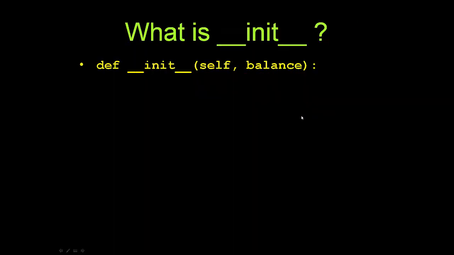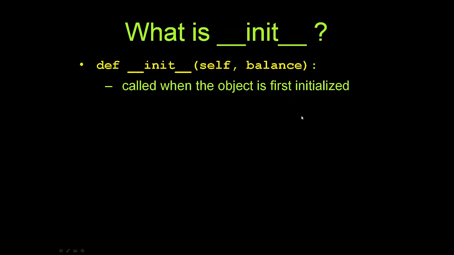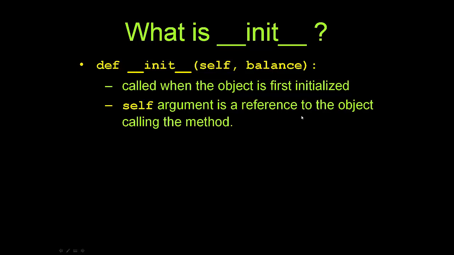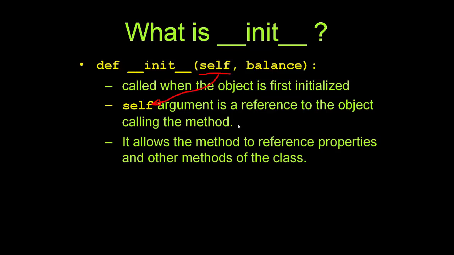So what is this init thing again? It's a function that's called when an object is first initialized. The self argument, as I mentioned before, is a reference to the object calling the method, and it allows the method to refer to properties and other methods of the same object, not just the class.